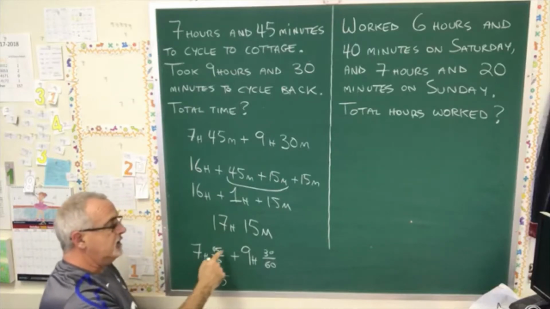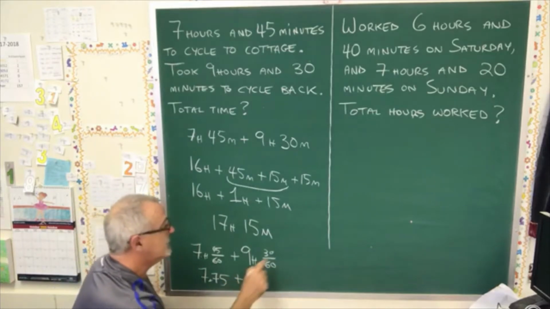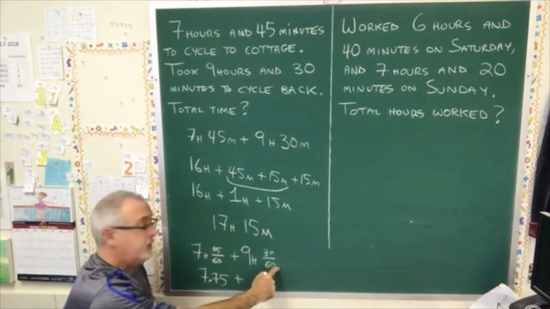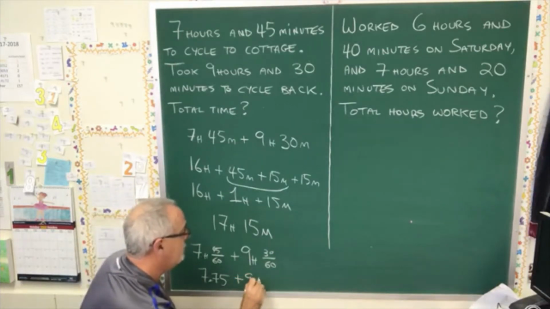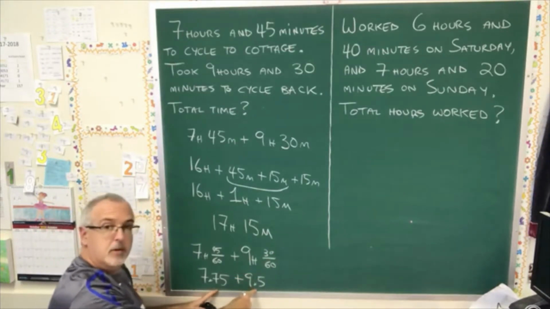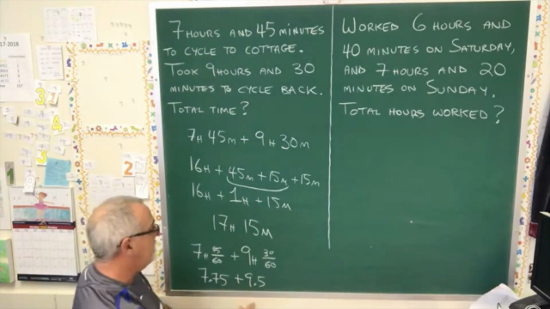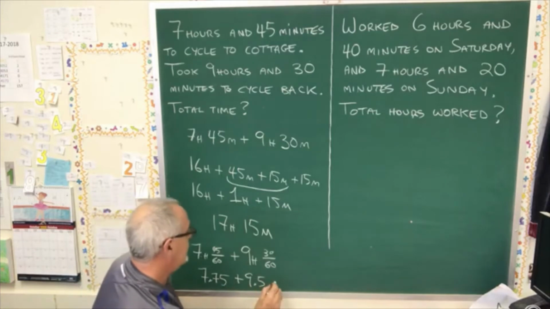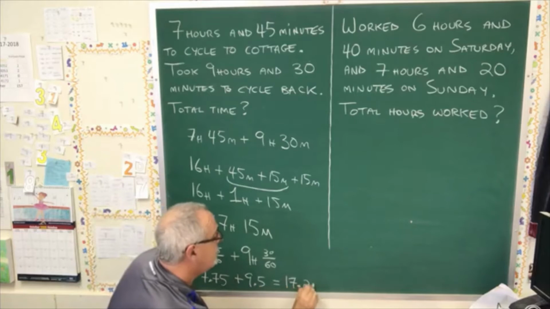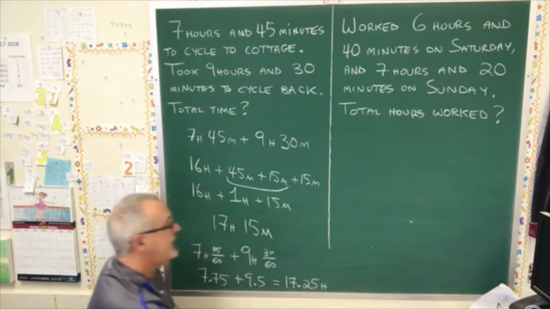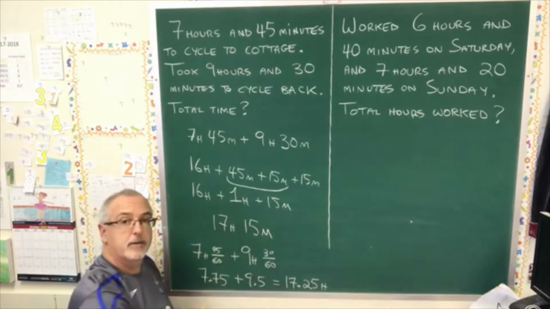So 7 hours and 45 out of 60 minutes is 7.75 hours. Plus 30 out of 60 is 0.5. 9 hours and 30 out of 60 minutes, therefore, is 9.5. At this point, we're in decimal mode. And we can work with decimals the way we usually do. 7.75 plus 9.5 is 17.25 hours. And 17.25 hours is the same thing as 17 hours and 15 minutes.